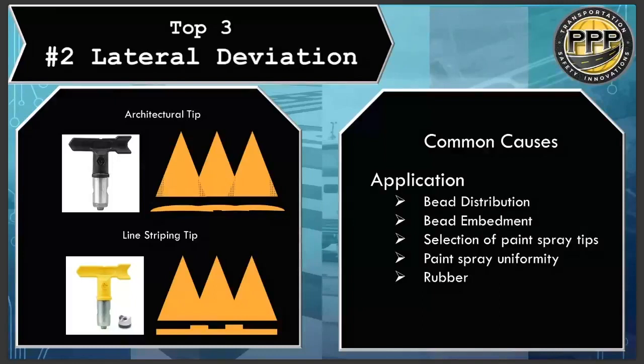There's two types of tips out there, guys. One is an architectural tip and one is a line striping tip. When you're doing a line of 12 inches or less, something that a single gun can handle, definitely a line striping tip is the way to do it. It's basically the same thickness from edge to edge. An architectural tip is a feathered tip, so it actually has a feathered pattern. Sometimes what causes lateral deviation is that they'll use a striping tip for a large format marking, and so you have significant overlapping. You're either putting in too much paint or too thin, going back and forth. When you're doing a larger format, we recommend going with an architectural tip and letting those overlap nearly 50% or so. Then you're going to get a much more even flow and volume of paint.